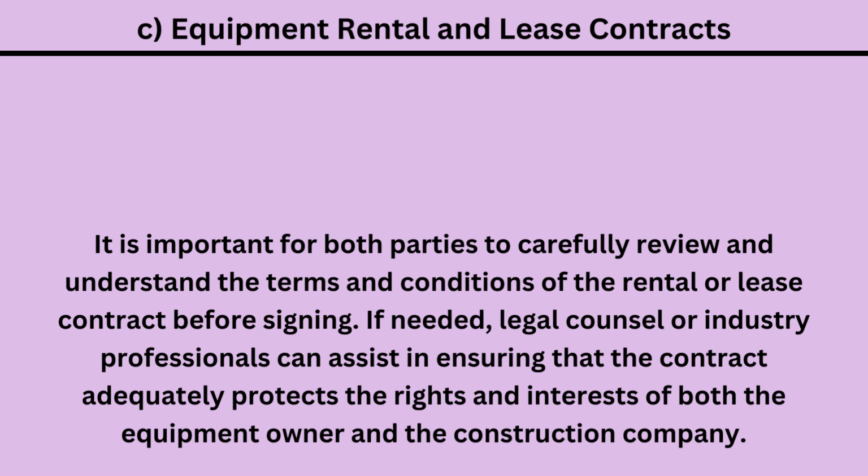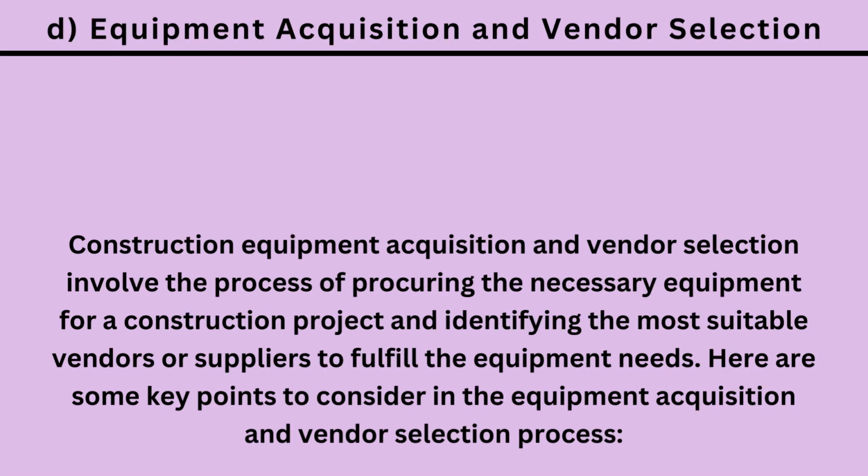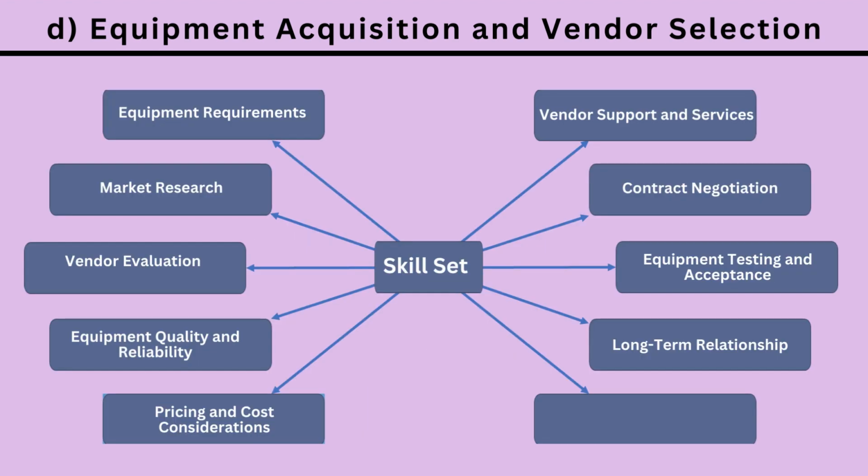D. Equipment acquisition and vendor selection. Construction equipment acquisition and vendor selection involve the process of procuring the necessary equipment for a construction project and identifying the most suitable vendors or suppliers to fulfill the equipment needs. Here are some key points to consider in the equipment acquisition and vendor selection process.